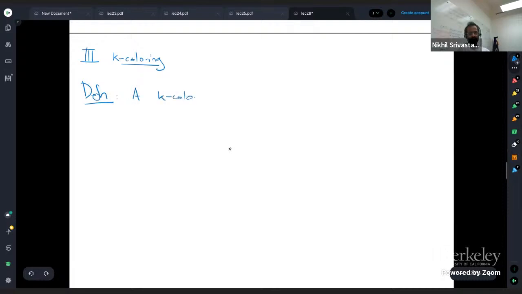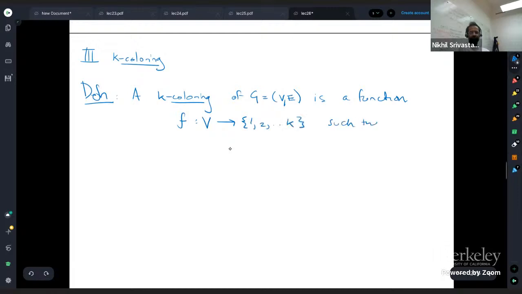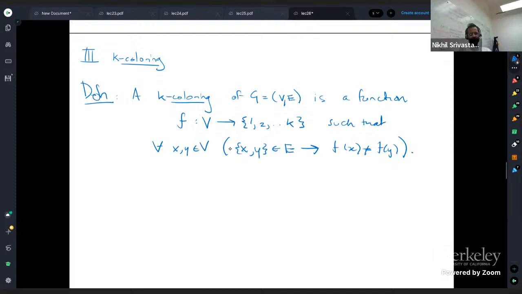A K coloring of a graph is a function f from the vertices to, what variable did we use for two coloring? Did we use f? We did, right? Yeah, I think so. To the set of numbers 1 through k, such that for every pair of vertices, if that pair is an edge, then the colors are different. So it's like two coloring, except you have more colors.